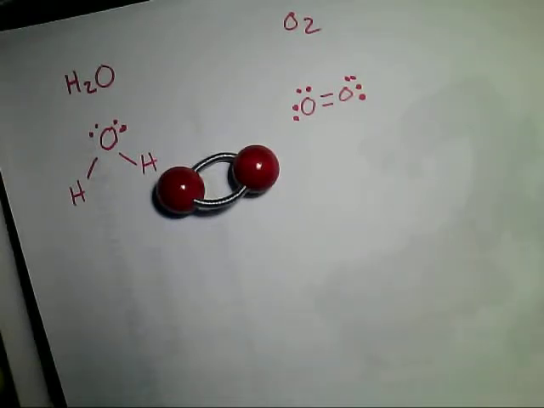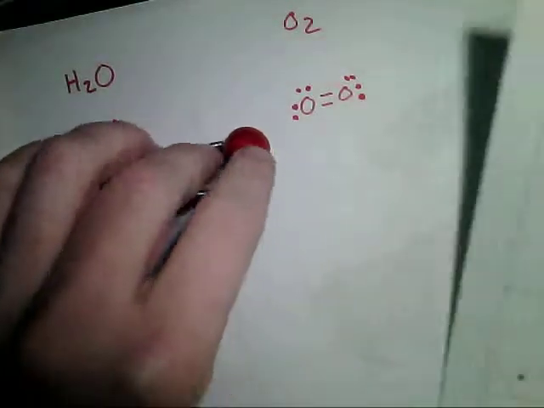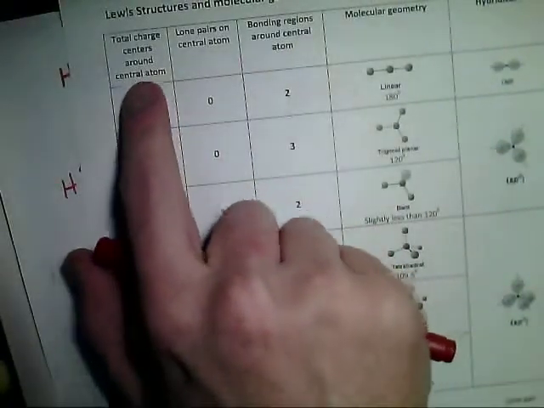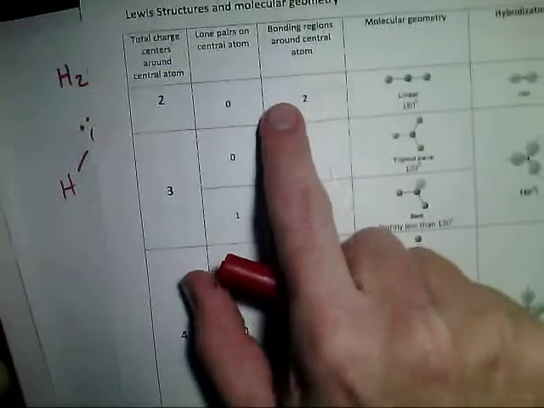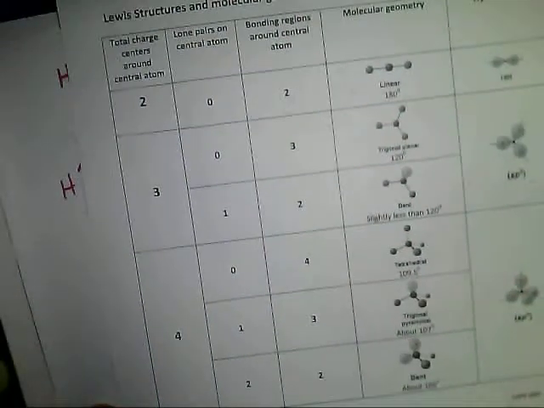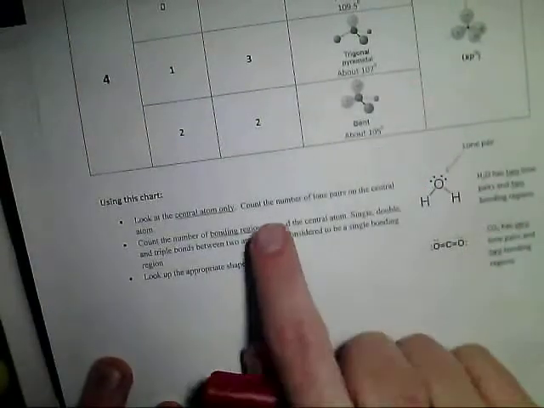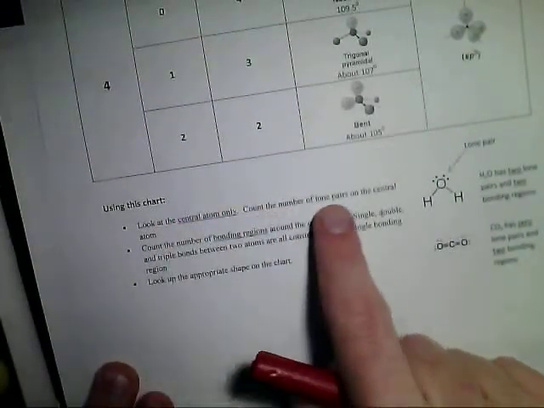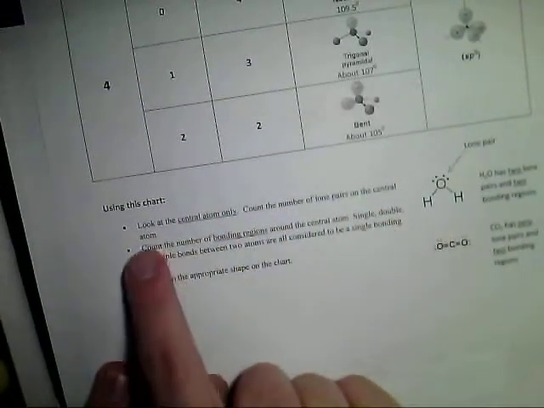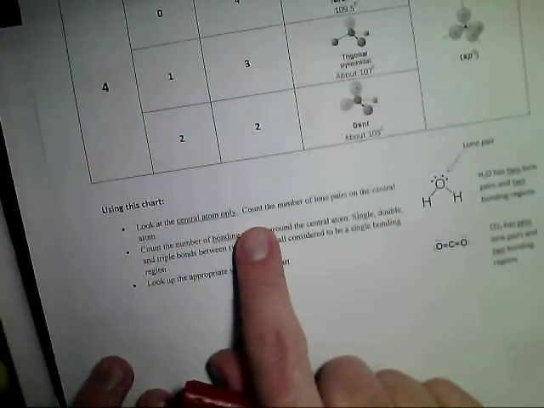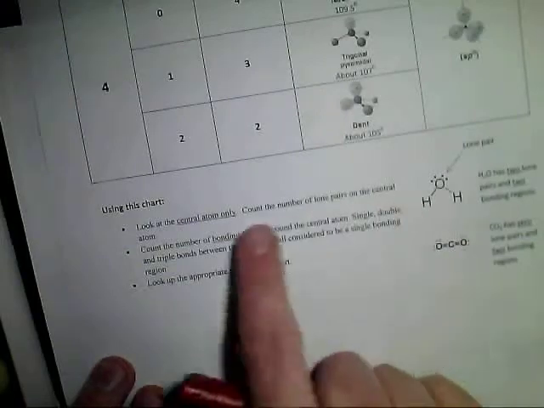Another thing that's going to help you when you determine shape is to use this chart right here. So this chart is in the reference section. It talks about charge centers, lone pairs, and bonding regions. Down here is explained how to use this chart. What you start off by doing is look at the central atom only. And you're going to count the number of lone pairs on the central atom.